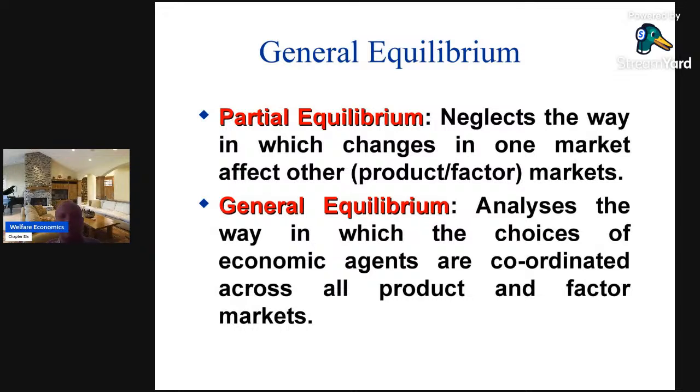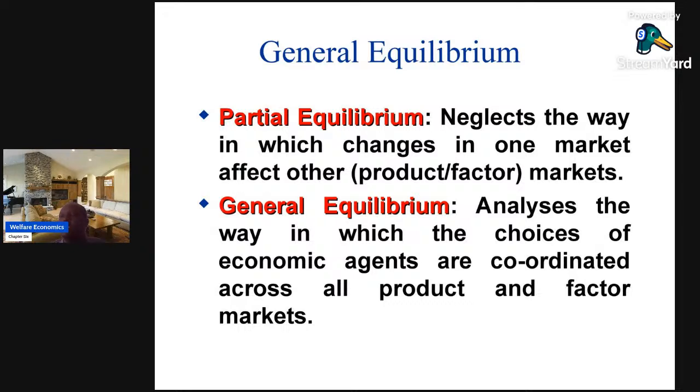And the general equilibrium. As we know, partial equilibrium is the one that neglects the way in which changes in one market affect the other market, be it product or factor market. Neglect godhee kan partially gam tokko duwwaa kan ilaalu yoo ta'u, general equilibrium immoo analyzes the way in which the choices of economic agents are coordinated.